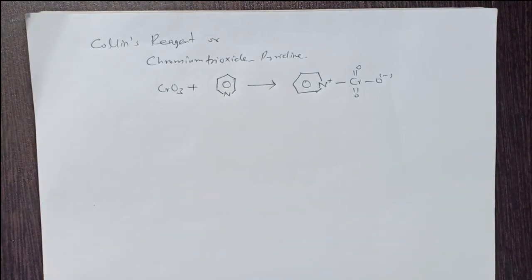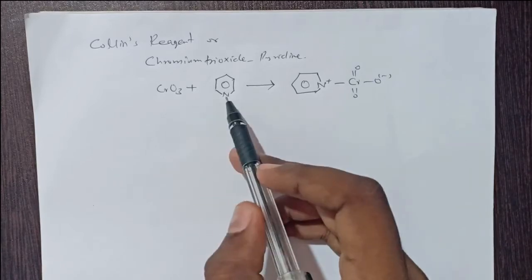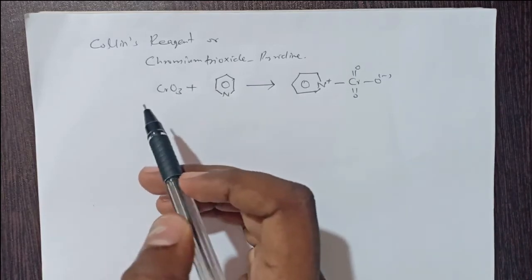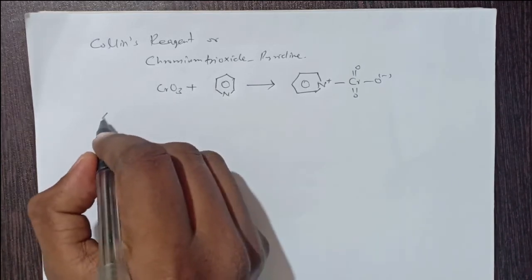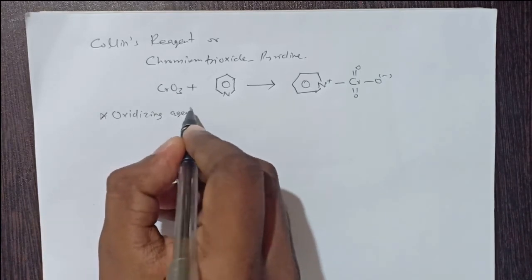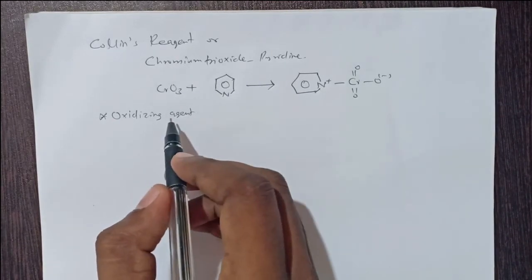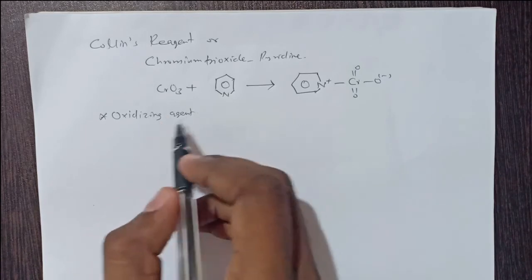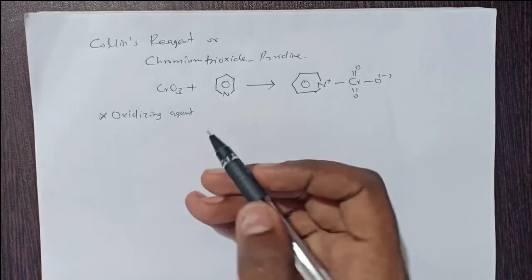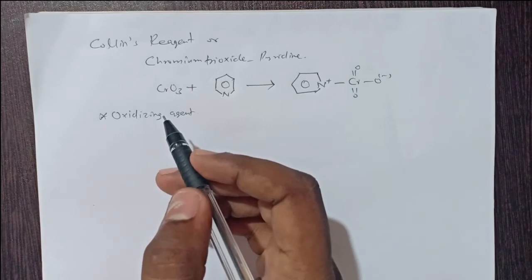functional groups are present. This is a complex formed by chromium trioxide and pyridine. This is known to be the Collins reagent, and it is a very useful oxidizing agent for alcohols when oxidizable groups other than alcohols are present. It oxidizes the alcoholic functional groups only. So this is the importance of this Collins reagent.